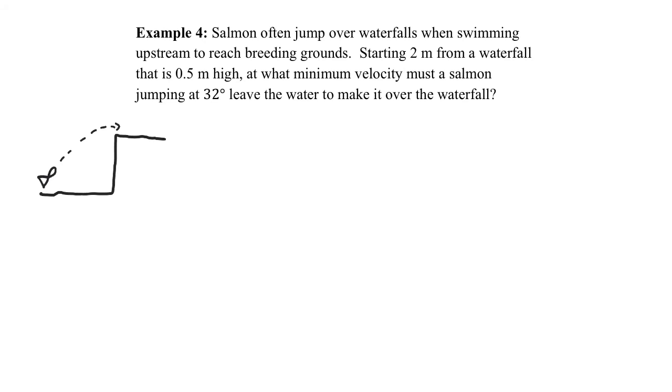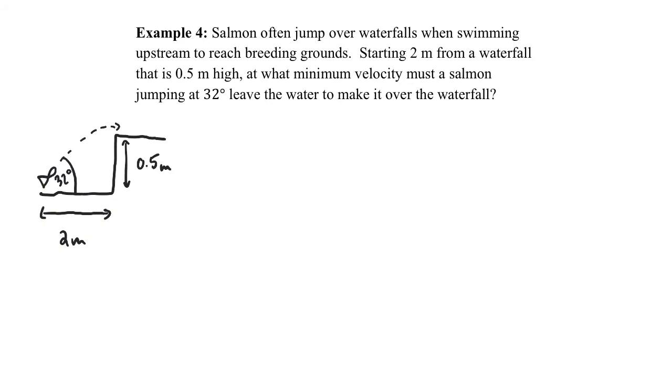We know that it's 2 meters from the waterfall. So where does that go in my diagram? Yes, that's this right here. And we know that the waterfall is how tall? 1/2 meter. So this is not drawn to scale, obviously. The angle with which the fish jumps is 32 degrees. Okay, that's the angle right in there. And that's it. That's all we know.